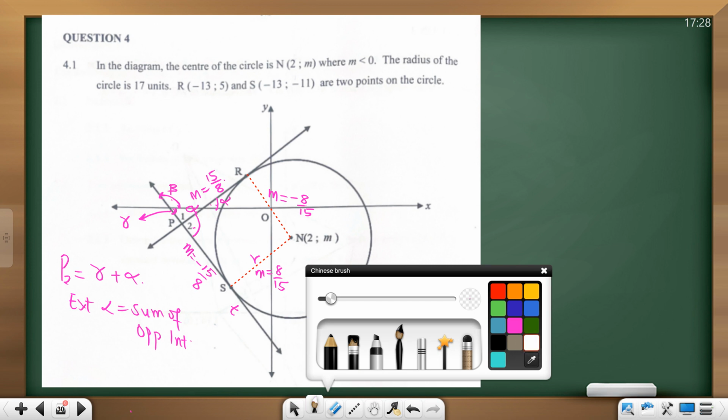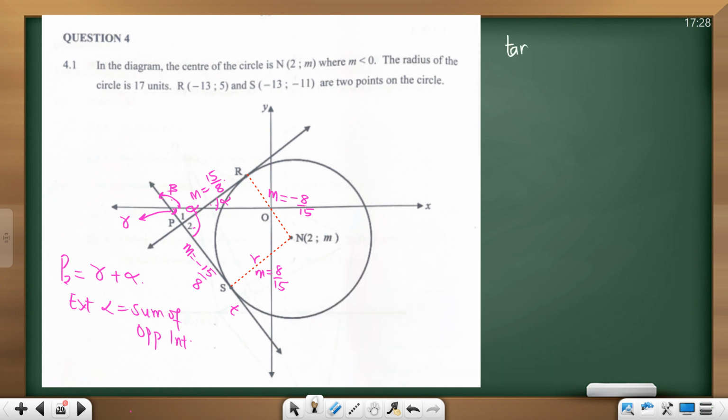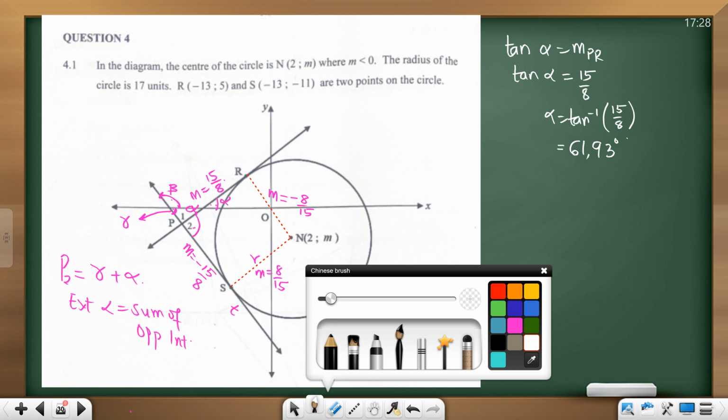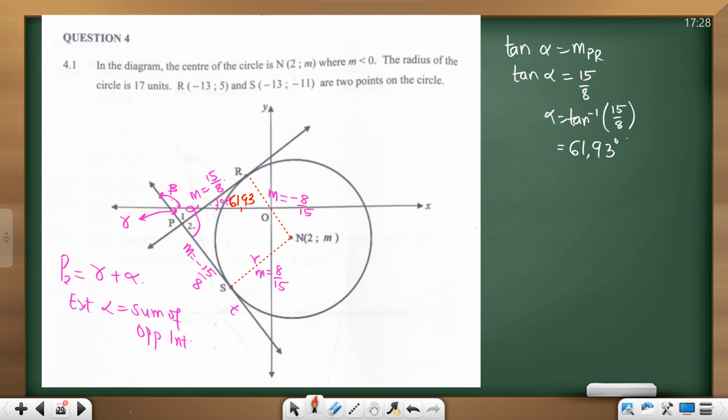First, let's use the gradient of PR. We said alpha, right? Tan alpha equals M_PR. What's the gradient there? 15 over 8. Do you want to give me this angle quickly? Everyone, type in. 61,93. So we know this angle now as 61,93. I hope it makes sense to everyone. 61,93, which is this angle here. Let me use red. Does that make sense?